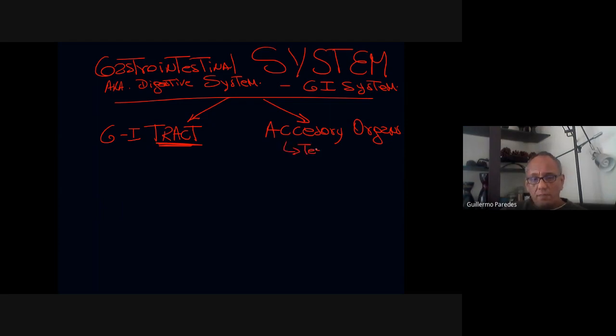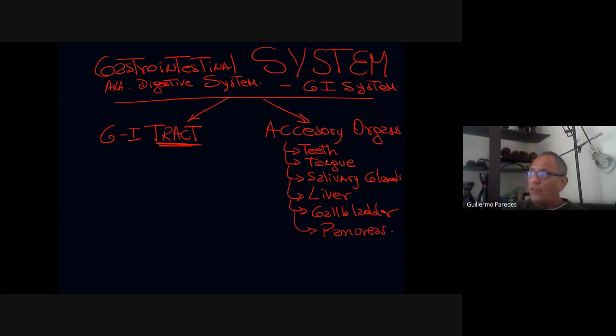The teeth, the tongue, the salivary glands. You must know this chart very well, for example. Salivary glands, then the liver, the gallbladder, and the pancreas. So those are the accessory organs. The GI tract is not the GI system. The GI tract is the tubing.